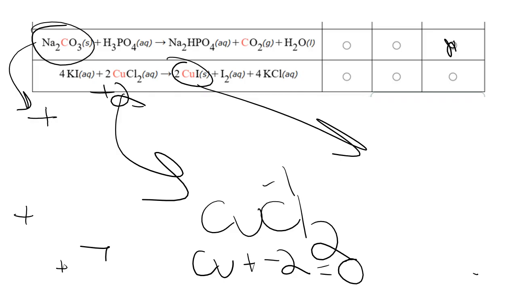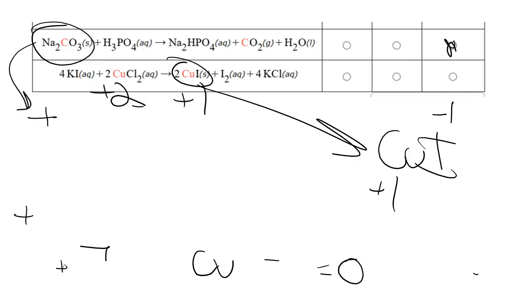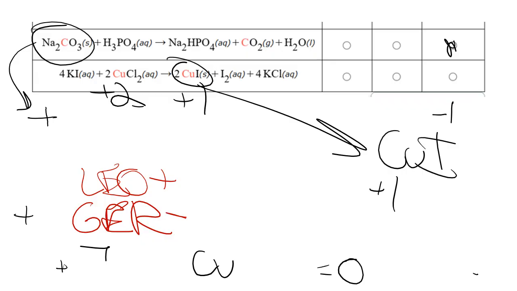Then CuI, iodine's minus 1. So copper has to be a plus 1. So it's becoming more negative. And we can again go, if you lose electrons, become positive. If you gain electrons, become more negative. And so this is reduction.